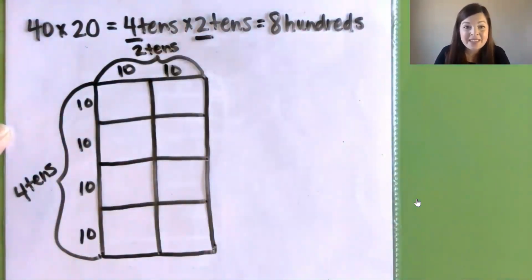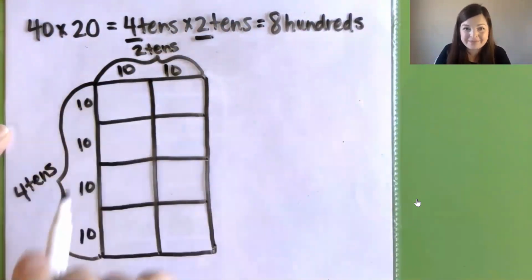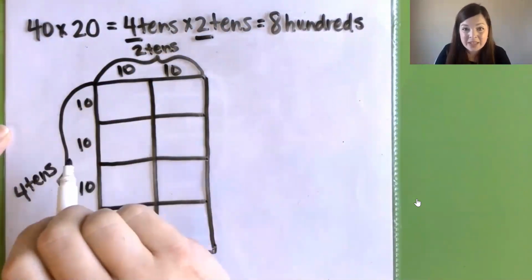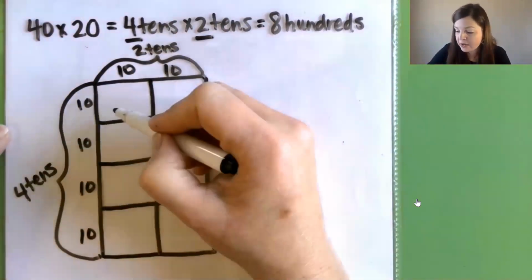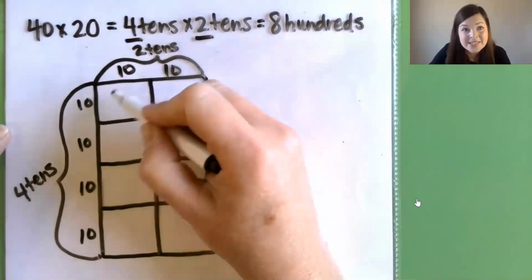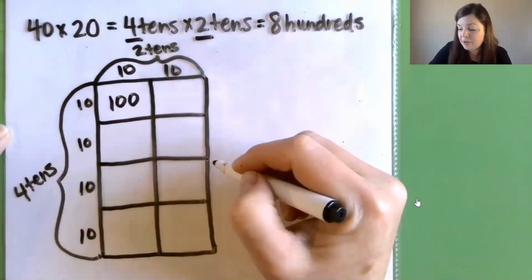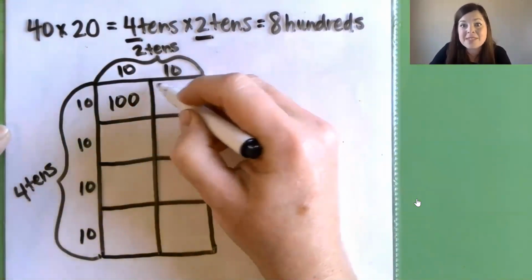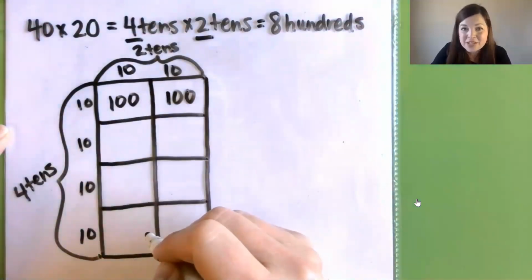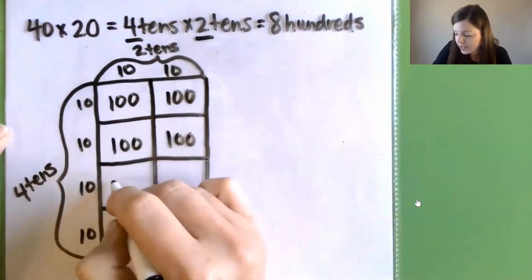Now, how can we find the area of 1 square? We know area equals length times width. So for 1 square, the length and the width are both 10. 10 times 10 equals 100. For this square, 10 times 10 equals 100. So each of these squares has a value of 100.